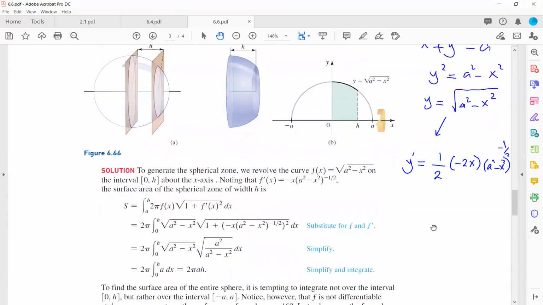Now we have to raise the derivative to the second power. Of course, you can cancel out these two. You get negative x raised to the second power, or x squared. And here, when you raise this expression to the second power, you get a squared minus x squared raised to negative 1.